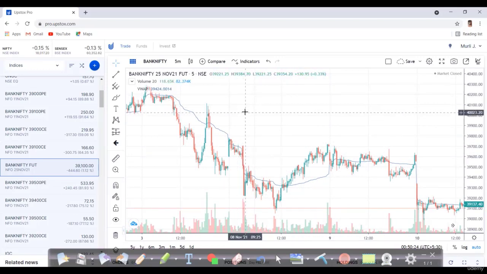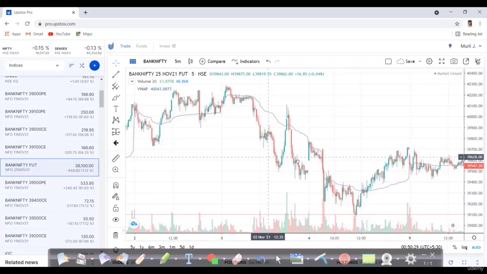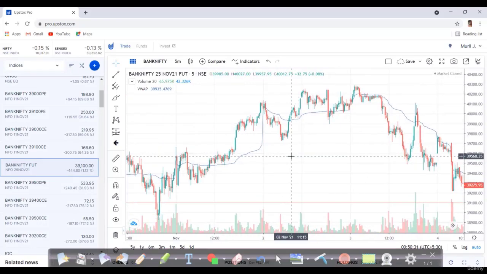Hope you got the VWAP indicator in detail. You need to observe VWAP by yourself. You can observe and let me know your feedback in the comment section.